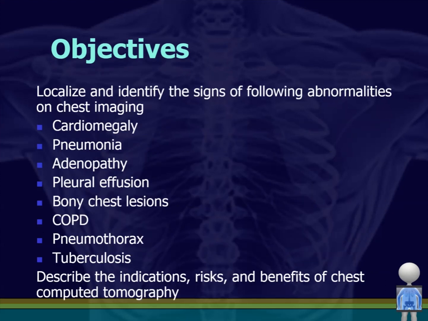We'll look at localizing some abnormal findings today, including cardiomegaly, pneumonia, adenopathy, pleural effusion, bony lesions, COPD, pneumothorax, and tuberculosis. We'll briefly touch on CAT scan as well.